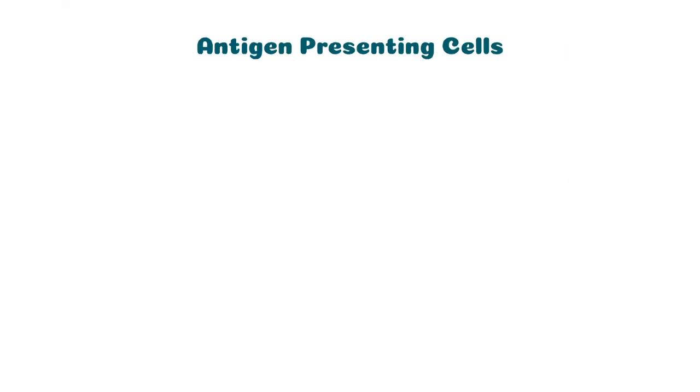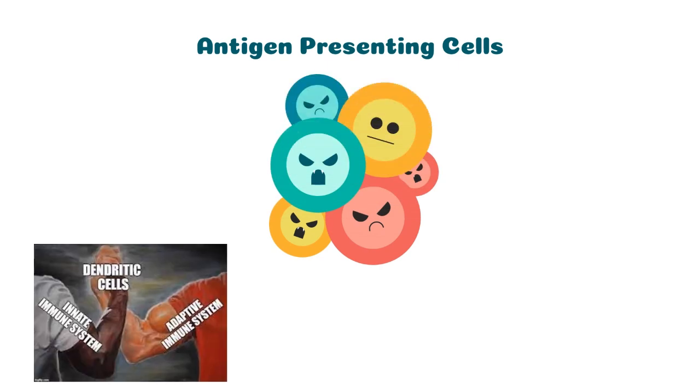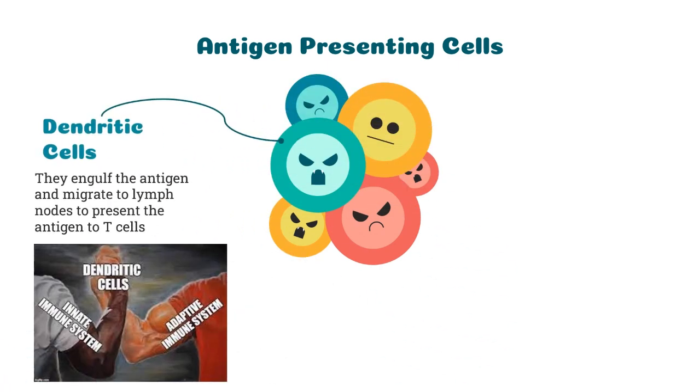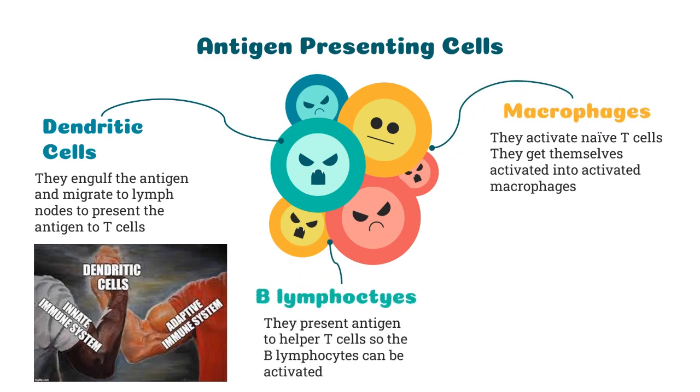We said that one of the cells involved in the adaptive defense are the APCs, known as antigen-presenting cells. What these cells mainly do is engulf the antigen and present it on the cell surface to our immune cells for it to be recognized. We have three main APCs: the dendritic cells, the macrophages, and the B lymphocytes. First of all, the dendritic cells engulf the antigen and migrate to the lymph node to present these antigens to the T cells. So T cells will be activated.